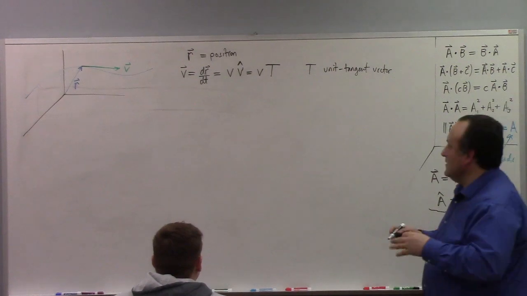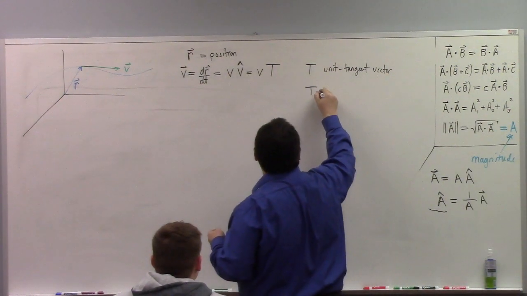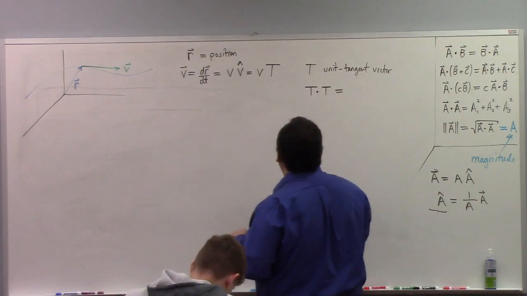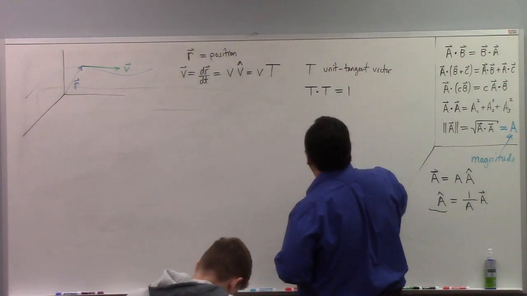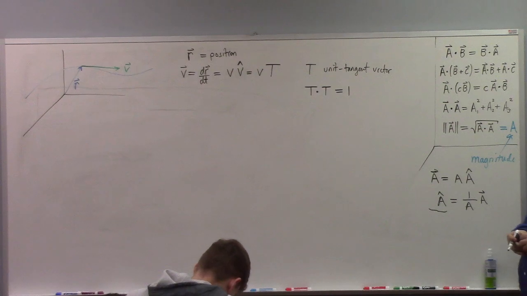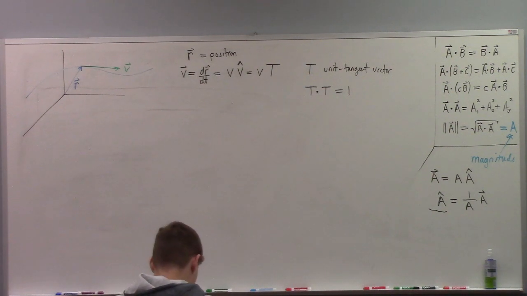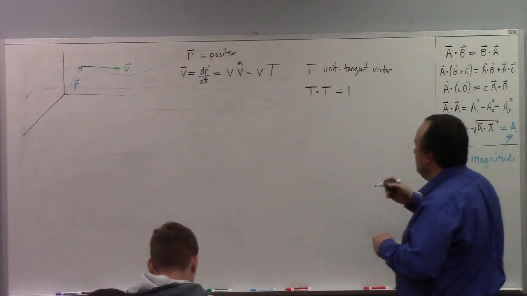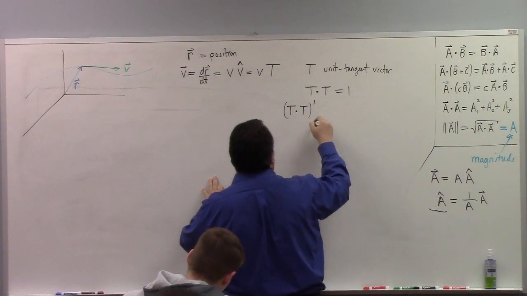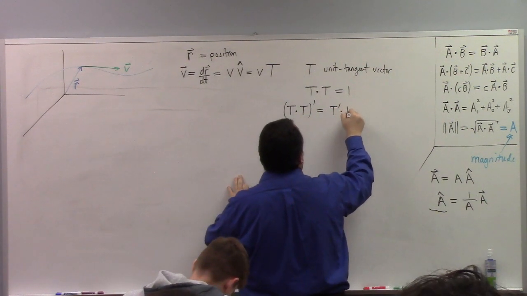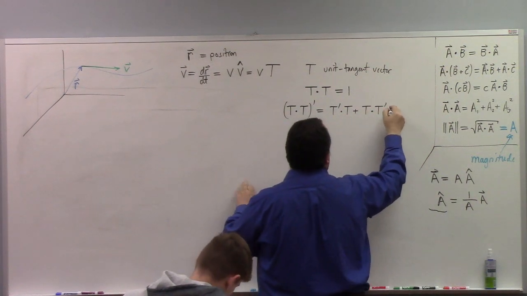So first of all, here's something you can easily check. T dot T is what? It's 1, because the vector has length 1. Did you know that there's a calculus for functions? If we have a vector of functions of t, you can differentiate those component-wise. And there's also a product rule for dot products. If we calculate T dot T and differentiate with respect to time, that ends up being T prime dot T plus T dot T prime. That's the product rule for dot products.